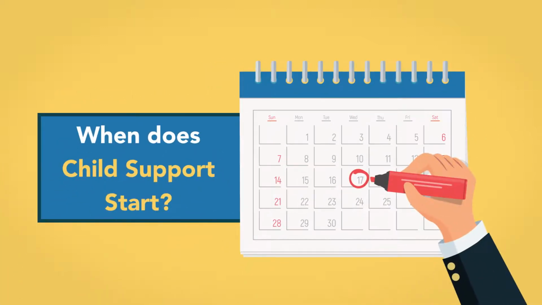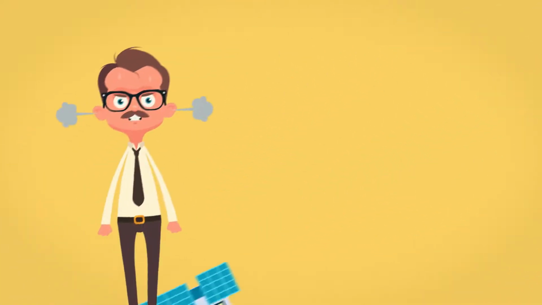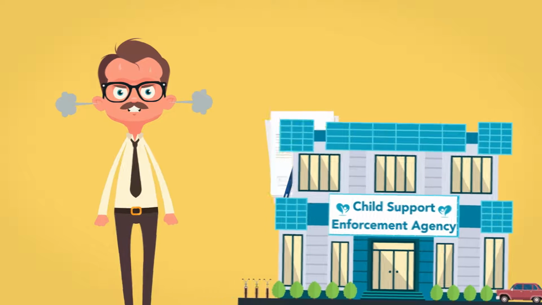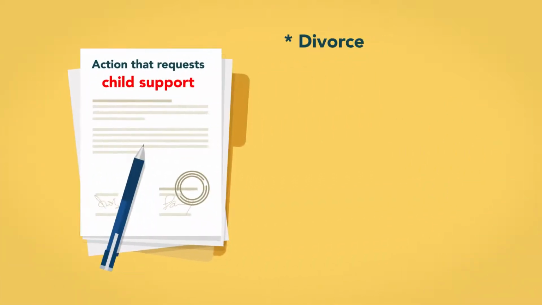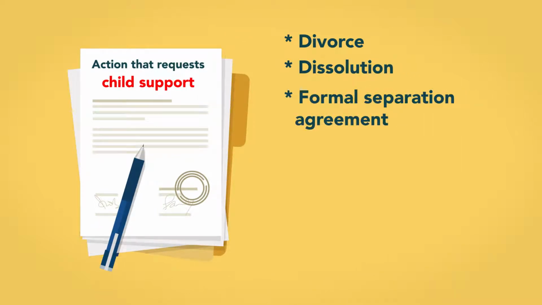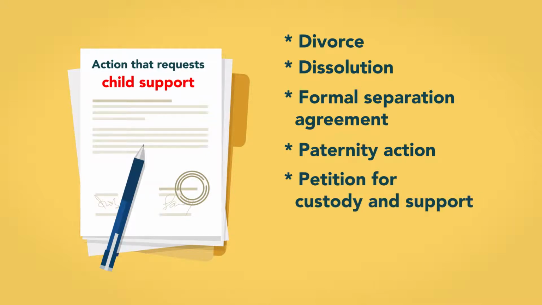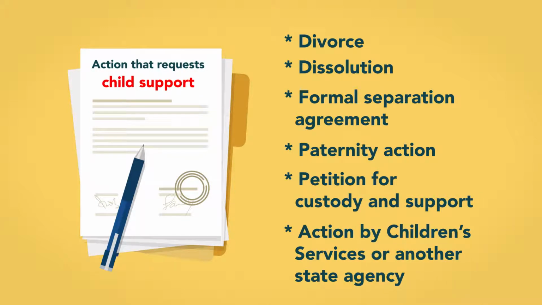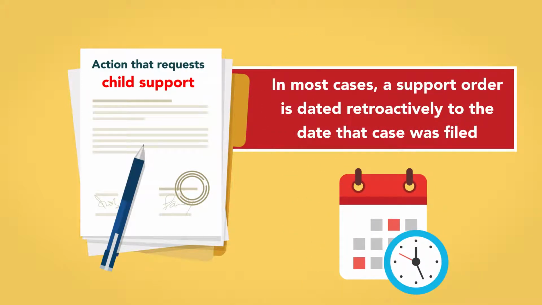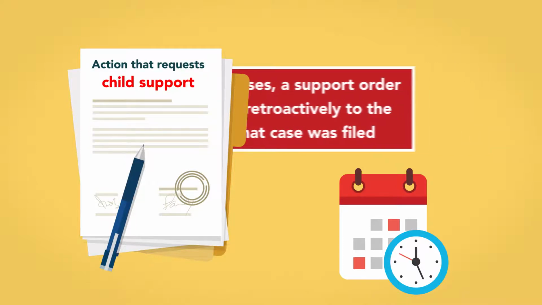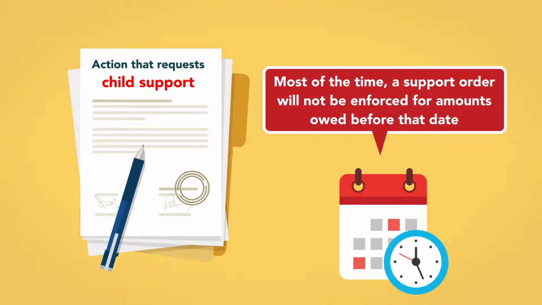When does child support start? In most states, the legal obligation to pay child support begins when one of the parties or a state agency formally opens a court case by filing an action that requests child support. This can include a divorce, dissolution, formal separation agreement, paternity action, petition for custody and support, or action by Children's Services or another state agency. In most cases, a support order is dated retroactively to the date that the case was filed. Most of the time, a support order will not be enforced for amounts owed before that date.